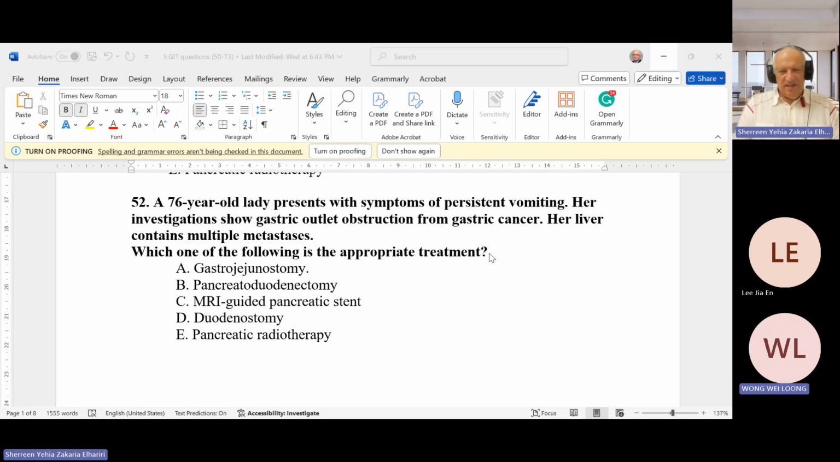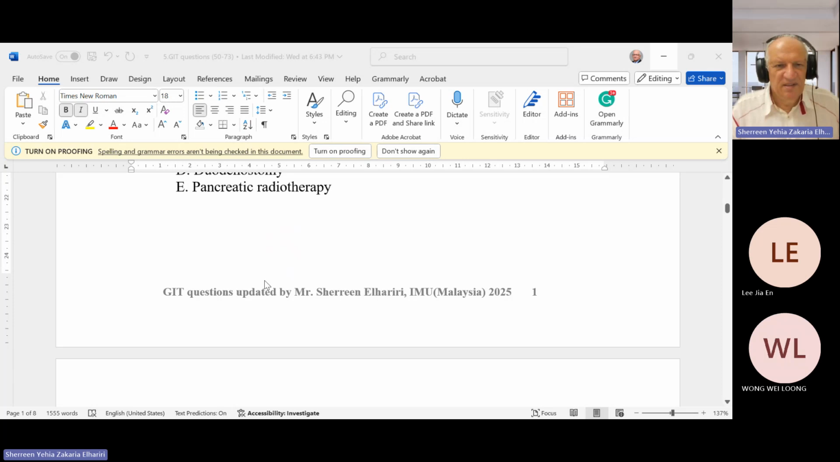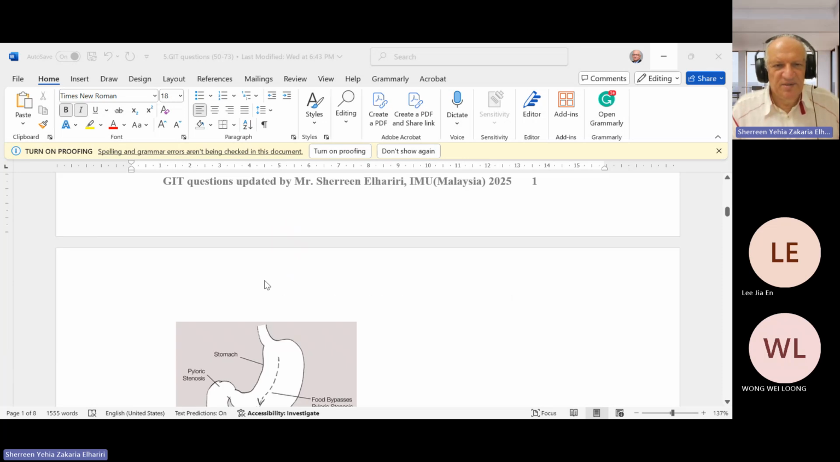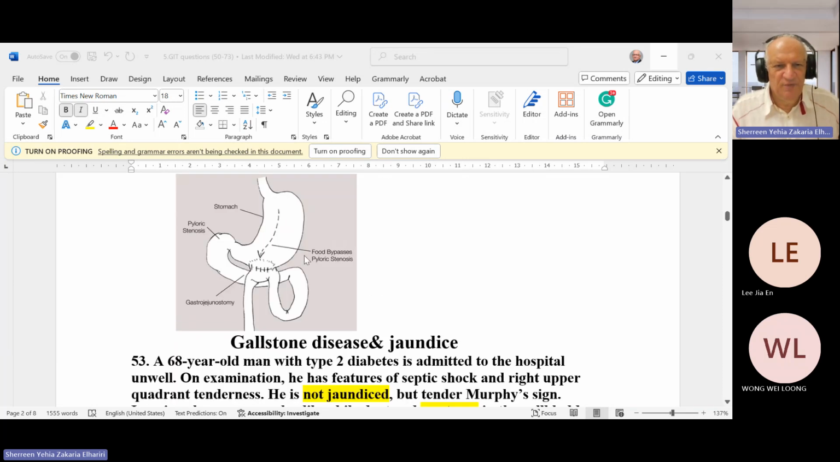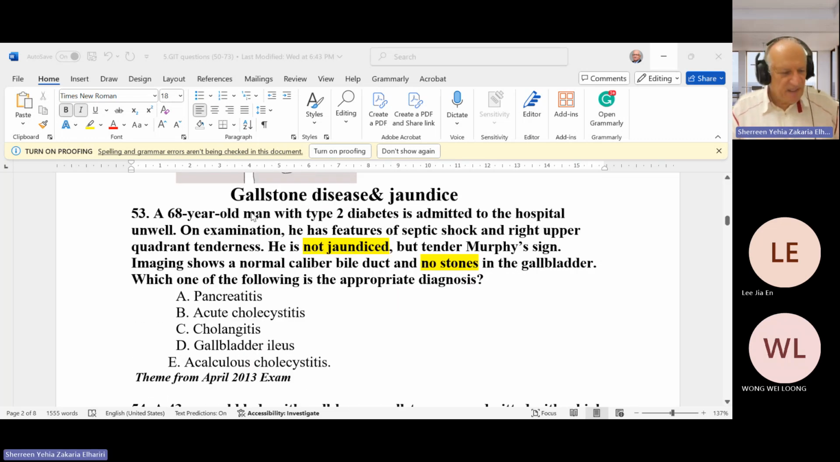Gastrojejunostomy, bypass the obstruction. So if you see here, for example, it is just a bypass, to bypass the obstruction. So gastrojejunostomy to bypass the obstruction. Okay, this one, the gastrojejunostomy. Of course, now it's done by staplers, so it is easy and doesn't take much time. After that, we have gallbladder disease, which is common.